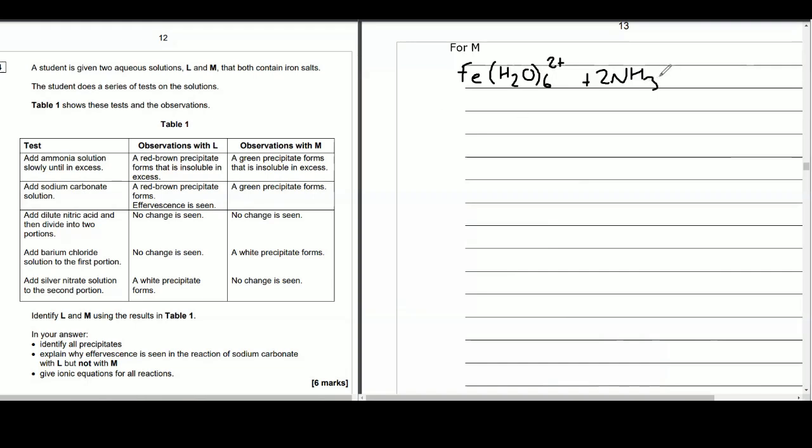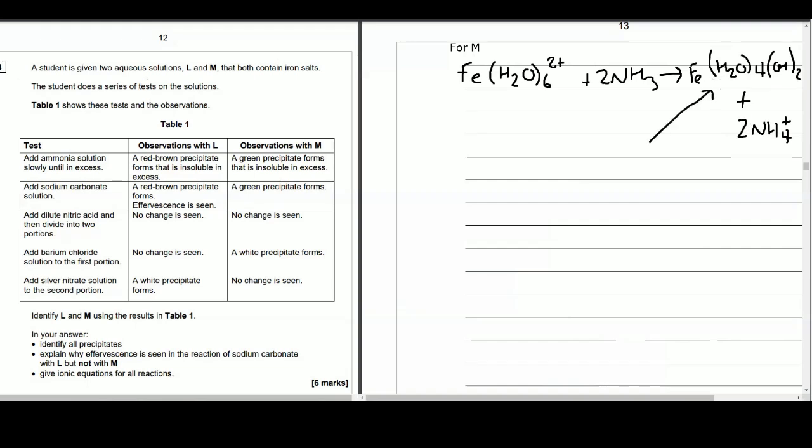Now we're adding ammonia. How did I know that this was the one with the 2+? Again, it's from the color of the precipitate, because Fe2+ ions generally form green precipitates. And we've got the Fe2+, and that's generally Fe(H2O)4(OH)2, and they're insoluble in excess ammonia, and we get some ammonium ions formed. There we go. And that is that first equation.